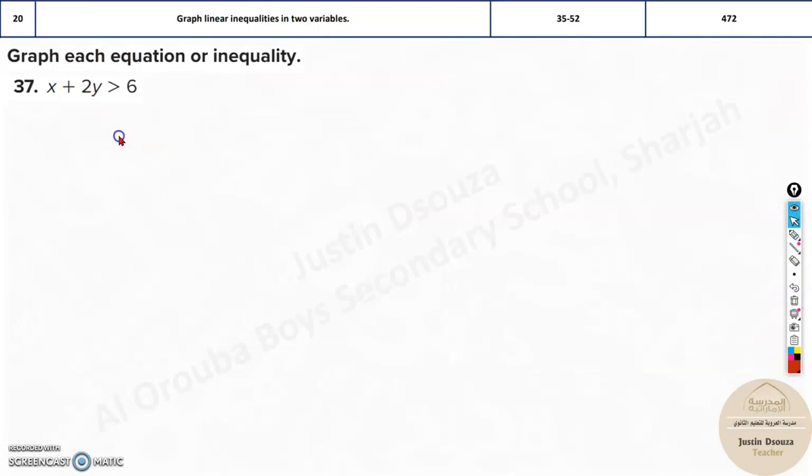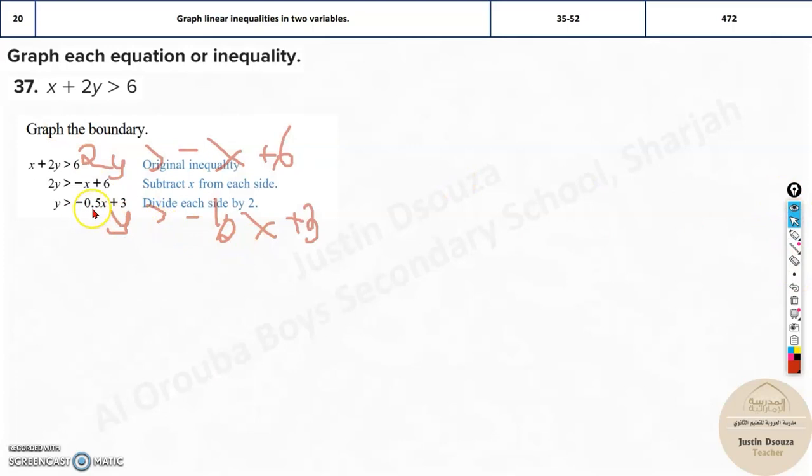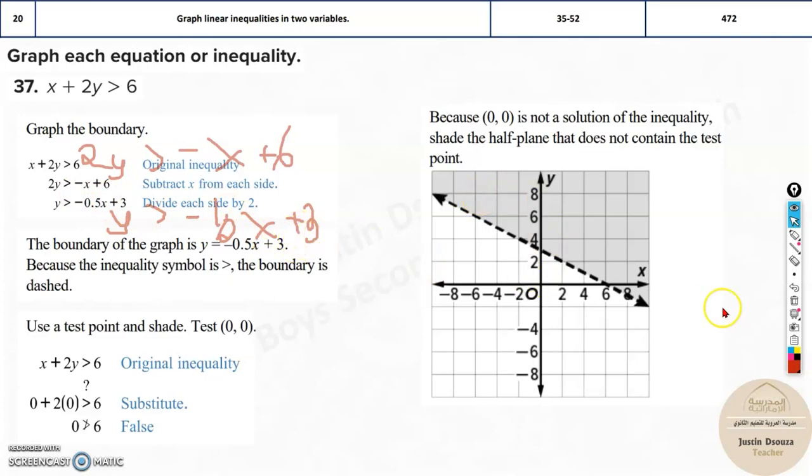Same thing over here. You can do the slope intercept form. That would be 2y greater than minus x plus 6, and divide both the sides by 2, you will get y greater than minus half x plus 3. So this would be the equation. See, half is 0.5, minus half is minus 0.5, and then plus 3. Now in this graph you can see plus 3 over here. Yes, it's negative, it's downward, slope is half. Next, since it's only greater than, it is a dotted line, and y is greater than all the values, upside is correct.